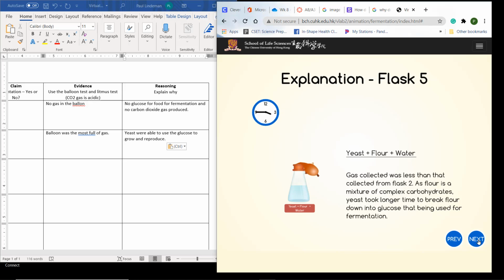And finally, in our flask 5, we did have gas collected over 24 hours. It just wasn't the most gas. Gas collected was less than that collected in flask 2. So in flask 2, again, glucose is an easier thing to break down. Flour, it's more complex, requires more time to break it down, so less energy was able to be used for growing and reproducing. So the evidence was, again, less full. The reasoning, as flour is a mixture of complex carbohydrates, yeast took longer to break down the flour into glucose, that being used for fermentation. All right, so that is our evidence reasoning.